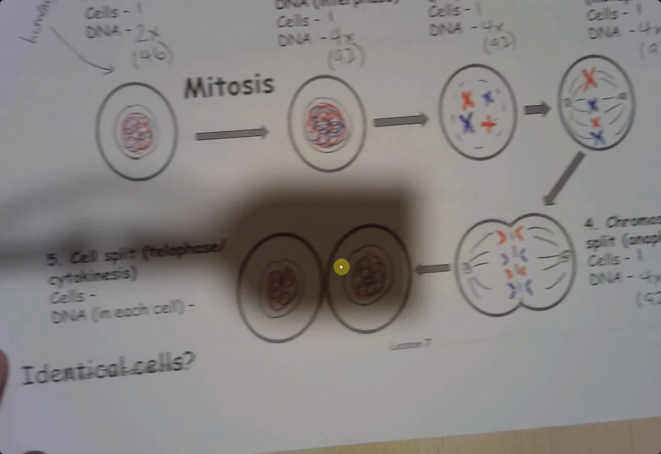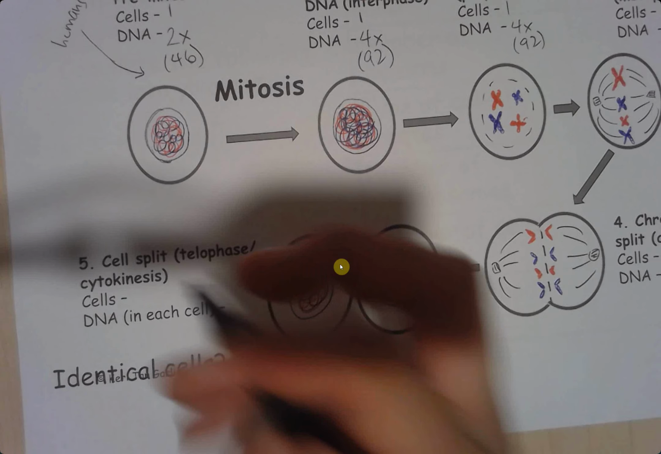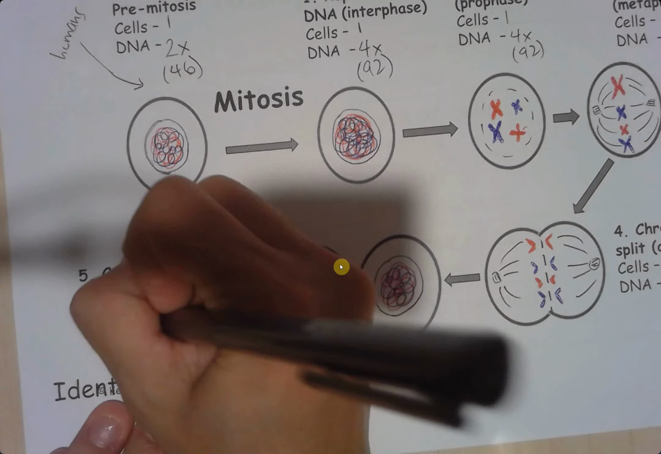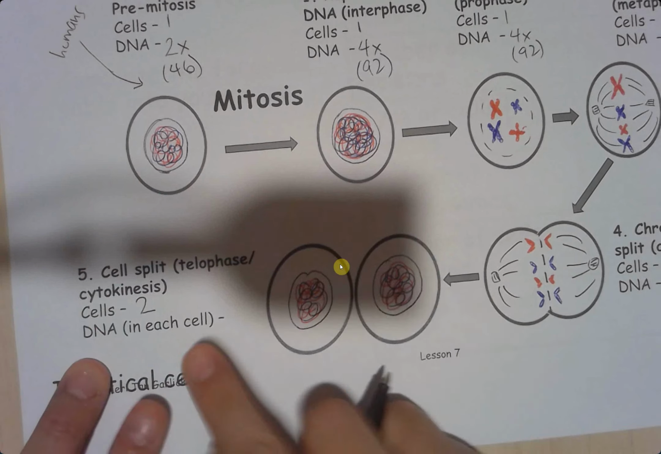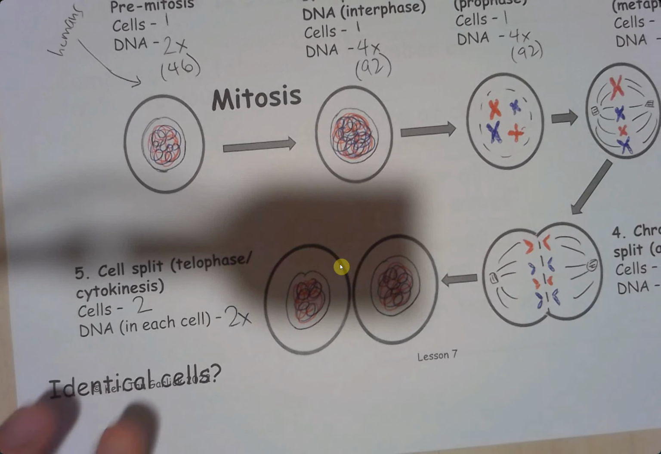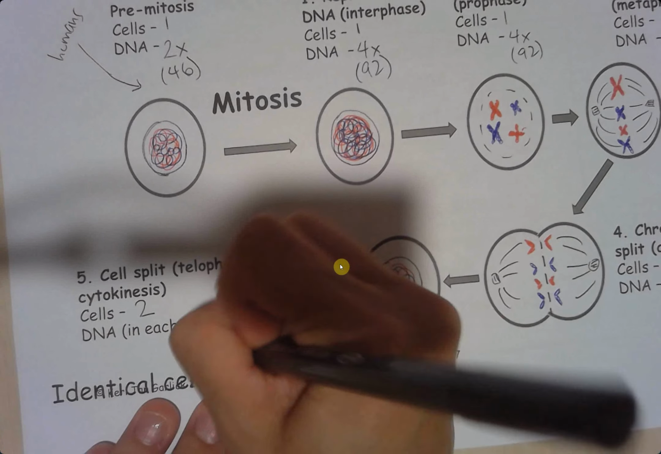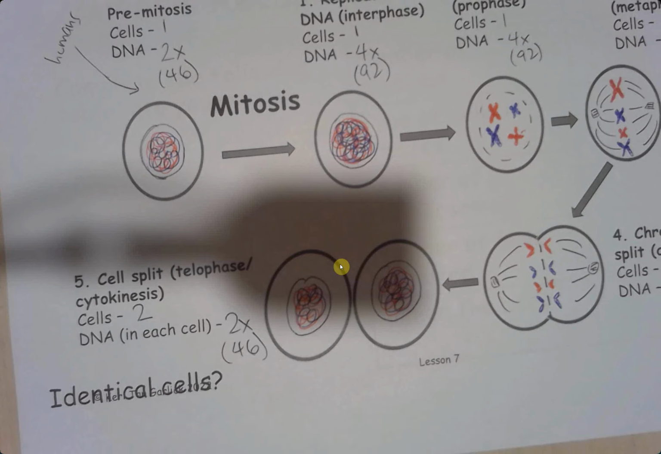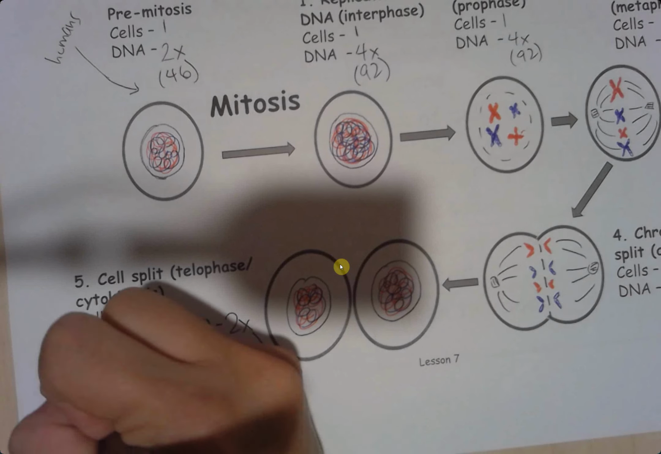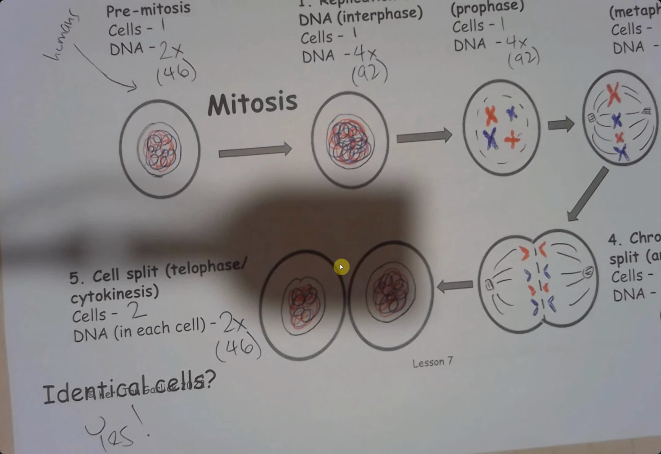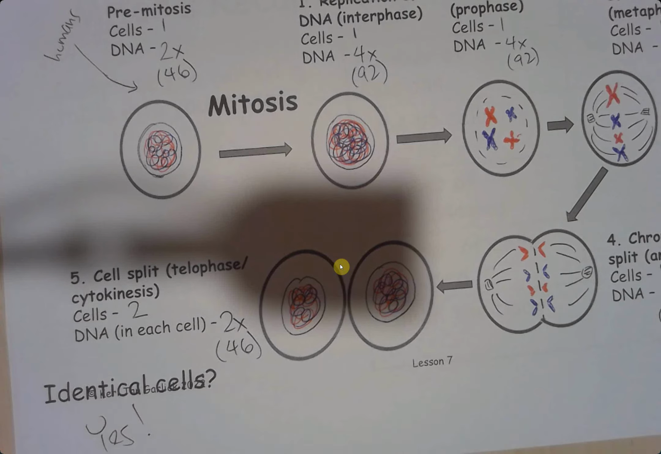So when I then look at the final step, the number of cells that I now have are 2 cells. Each cell now is back to that diploid number, which is a total of 46 chromosomes. And are these cells identical? Yes, they are. And like I said, I want them to be identical for growth and repair.